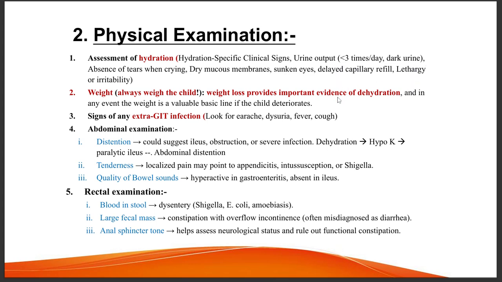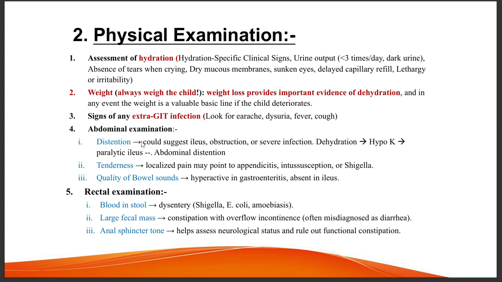Is this patient lethargic or irritable? You just touch it, they are really crying a lot. And then you also look at the anterior fontanelle. Is it depressed? Please, these are very, very important features to assess for dehydration. You also look at the weight, because there can actually be weight loss. And then signs of extra-GIT infection, for example, rhinorrhea, dysuria, fever, cough.